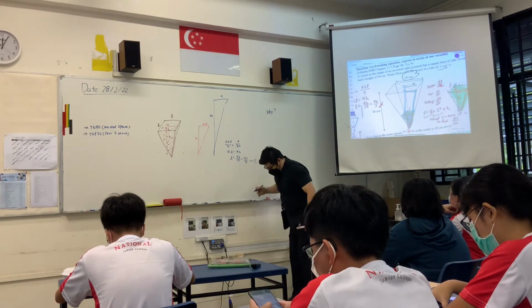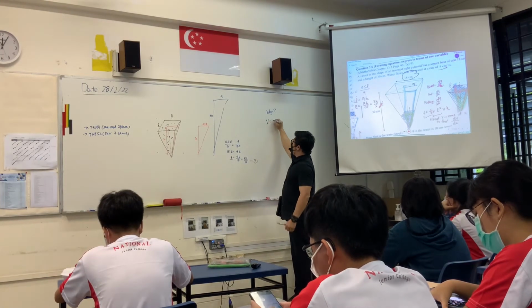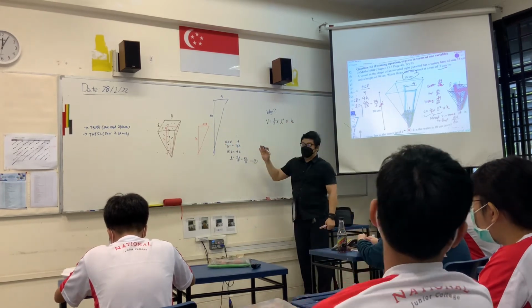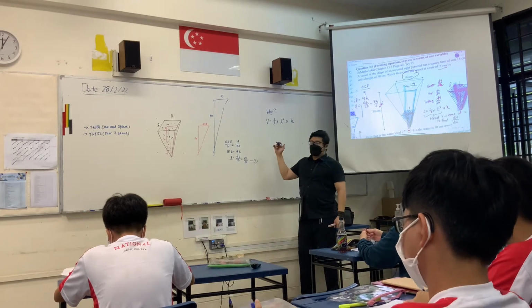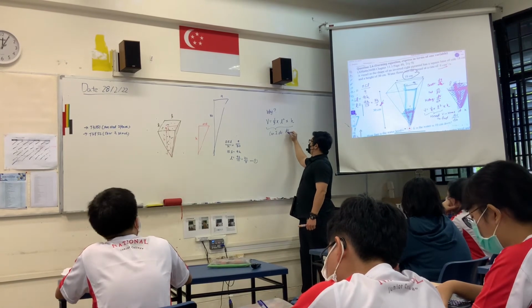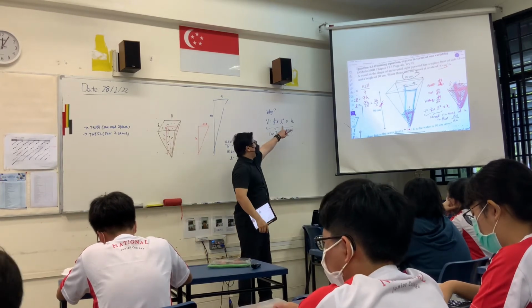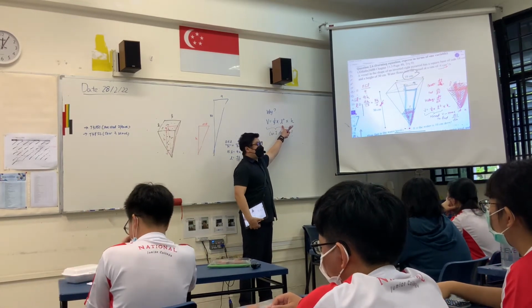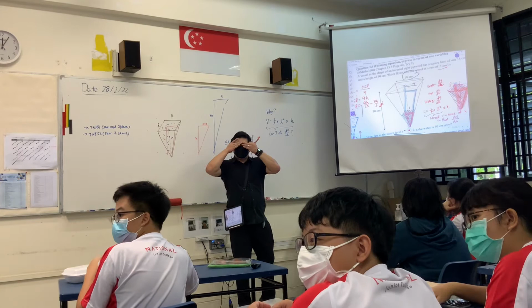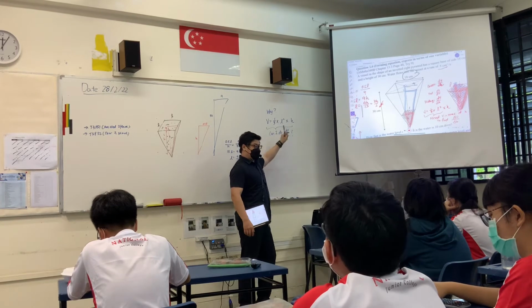Because currently, V is 1/3 times base area times height. Can I do dV/dH here? If I have an L here, can I do dV/dH? Cannot, because I have an L.